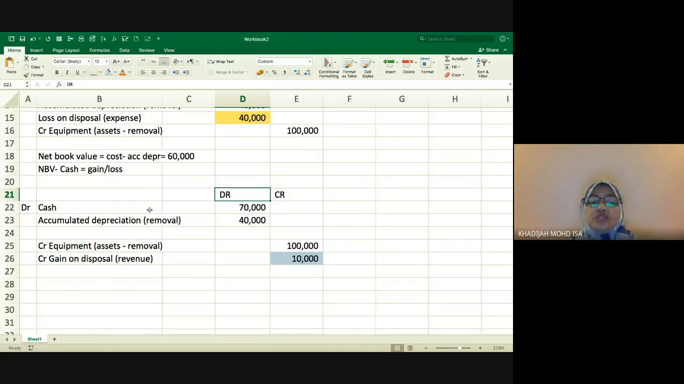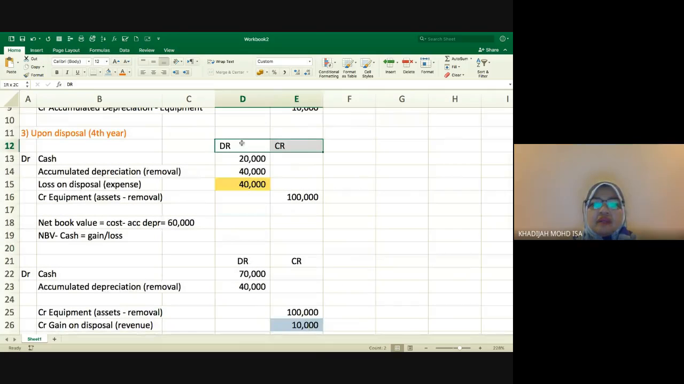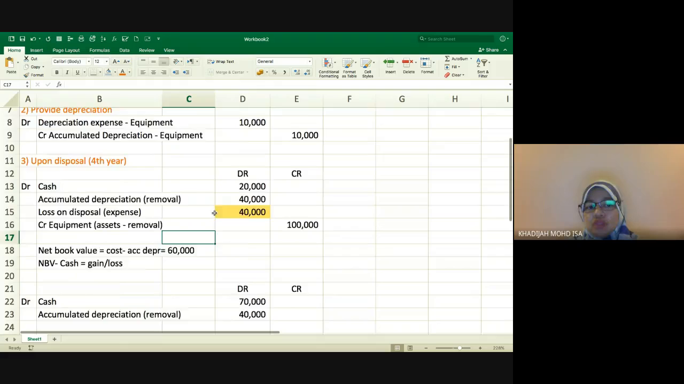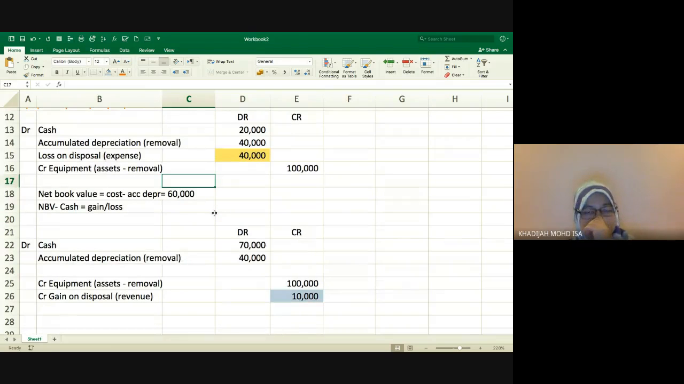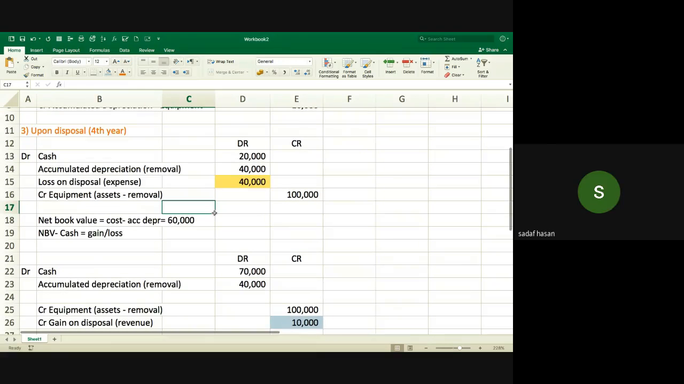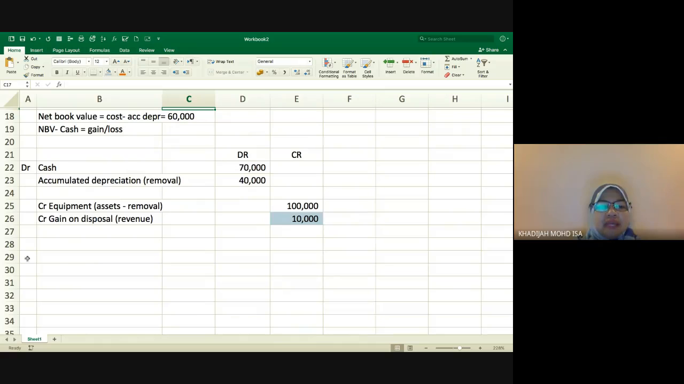Yeah. So that is actually the more important context in terms of your asset, right? You must know upon acquisition what will be your entries, how you're going to provide depreciation, and upon disposal what will be your recording, right? The entries for your. So which one is not clear? No, ma'am, it's clear. Oh, very clear. Very good. Okay. All right.